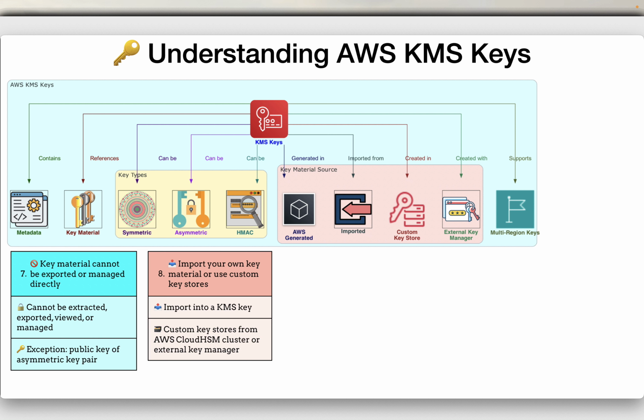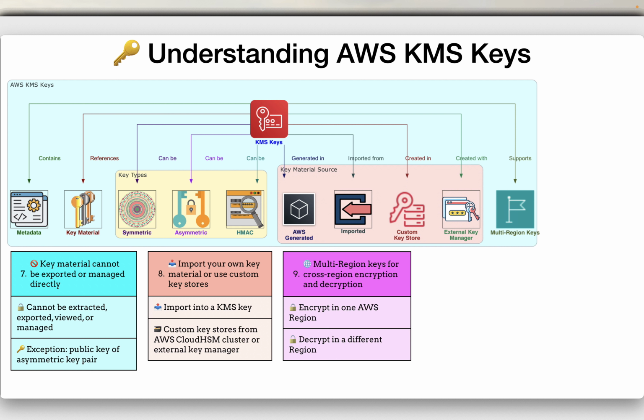Users have the option to import their own key material into a KMS key or use custom key stores that utilize key material from an AWS CloudHSM cluster or an external key manager outside of AWS. AWS KMS supports multi-region keys, enabling users to encrypt data in one AWS region and decrypt it in a different region.